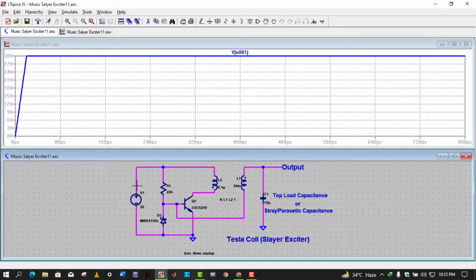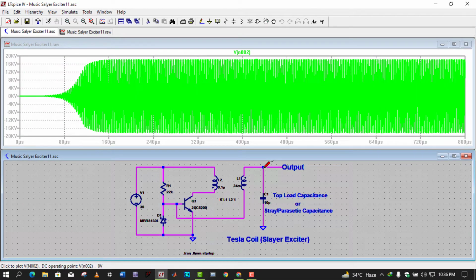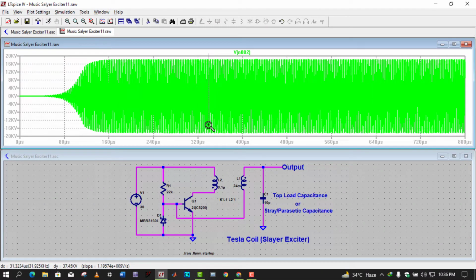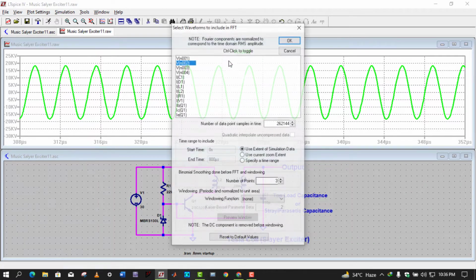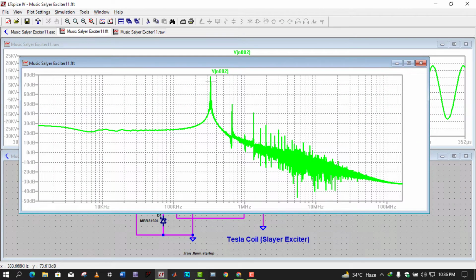Here, this is the voltage that builds up from 0 to 30 volts, that is the input voltage, and the output is here, and it can be clearly seen that the circuit is oscillating, having a frequency of about 0.3 megahertz or 333 kilohertz, about 300 kilohertz.